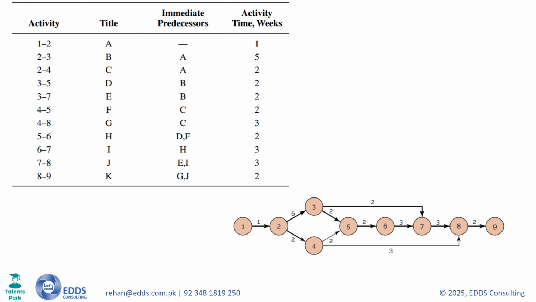The main differences are: PERT uses 3 time estimates, optimistic, most likely, and pessimistic, to calculate an expected time. CPM, on the other hand, uses just 1 time estimate, the normal time, which usually gives better accuracy.